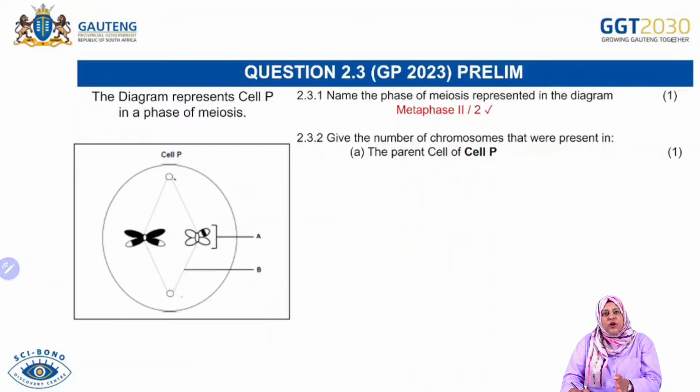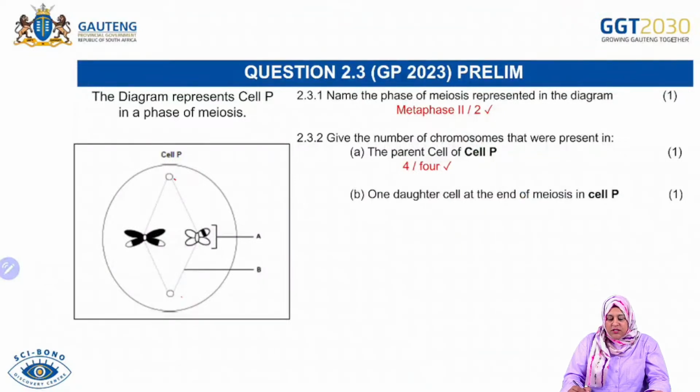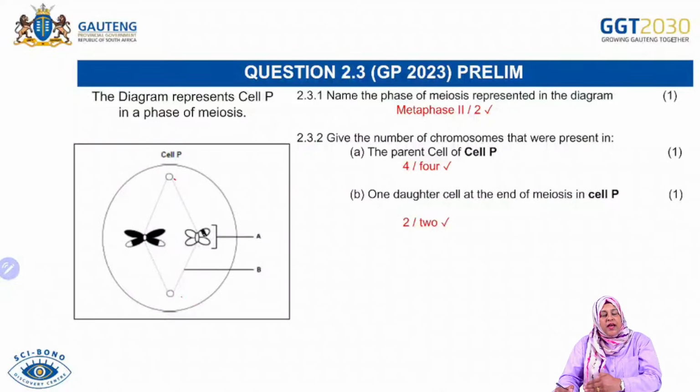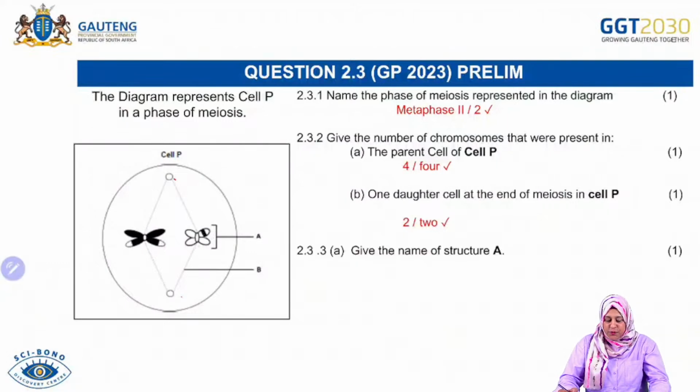The next question, give the number of chromosomes that were present in the parent cell of P. Because this is the second meiotic division, and we know that by the end of the first meiotic division, the chromosome number is halved already. Therefore, there must have been 4 in the original cell. Then the number of chromosomes in 1 daughter cell at the end of meiosis in cell P is also going to be 2, because remember we've got 2, there's 1 and there's 2. So at the end of this process, we're still going to have 2 chromosomes because the chromosome numbers are halved. We had 4 and now we're going to have 2.